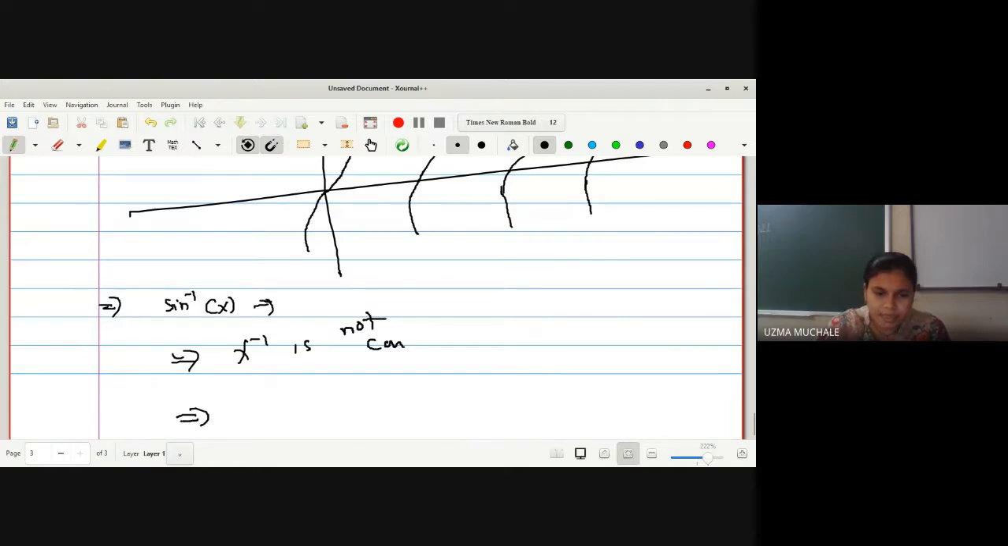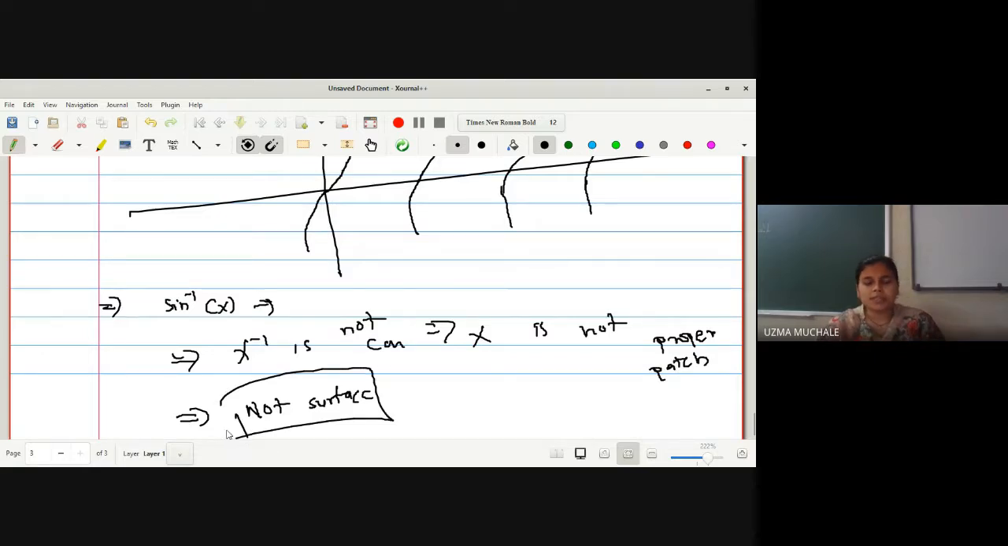and hence implies that it is not a surface, because the condition of being a proper patch is not satisfied. So we can say that x is not a proper patch. If it is not a proper patch, obviously it is not going to satisfy that a given object is not a surface. That is, a figure 8 is not a surface. Okay.